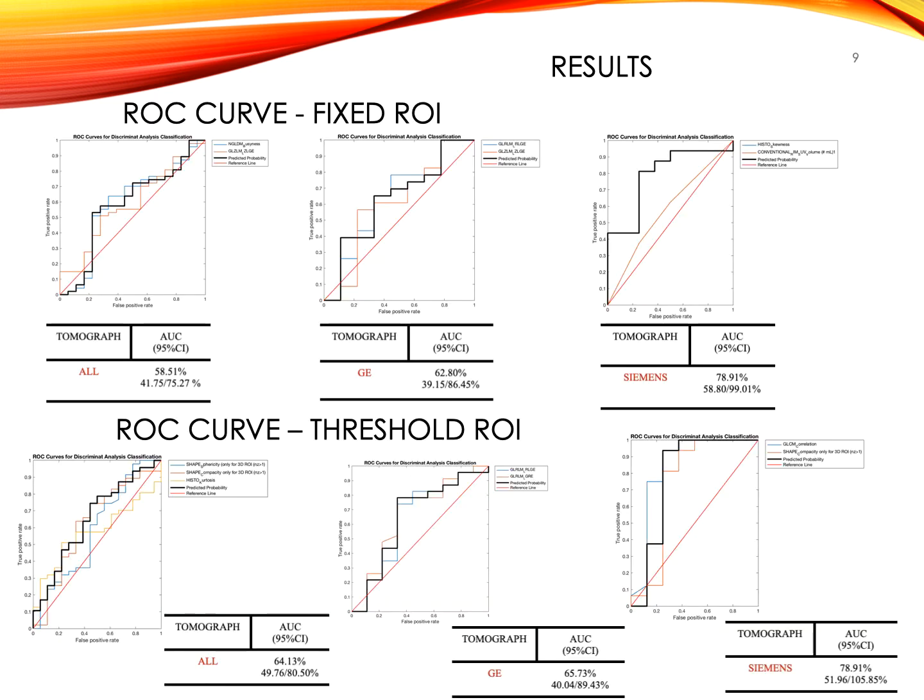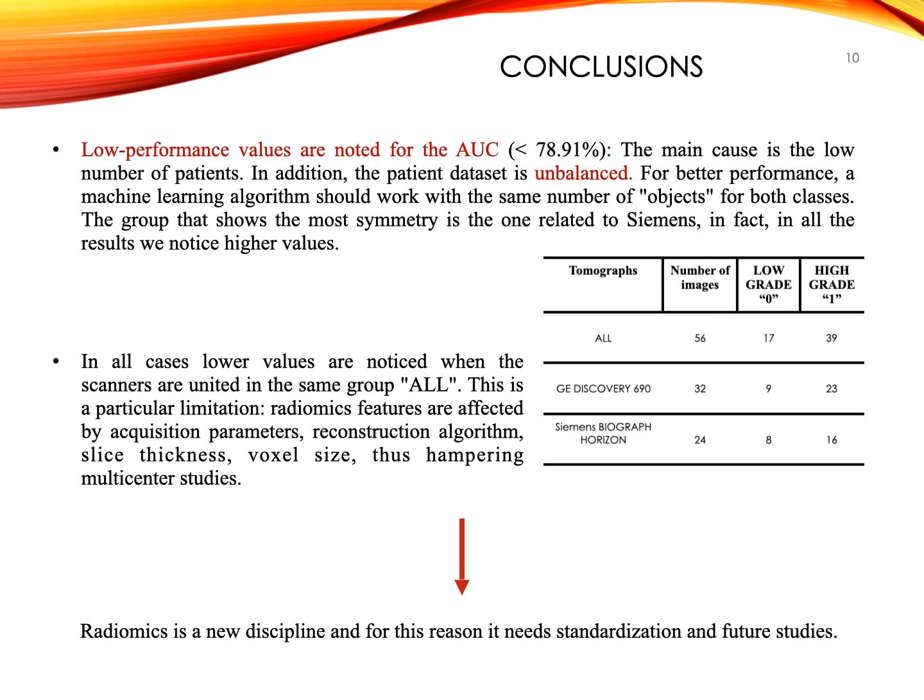We report the ROC curve with the relative AUC values for each dataset, for the fixed region of interest, and for the threshold region of interest. Low performance values were found for AUC, for example less than 78.91%. The main cause is the low number of patients. Also, the patient dataset is out of balance.